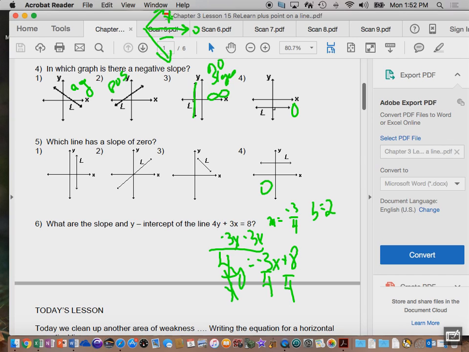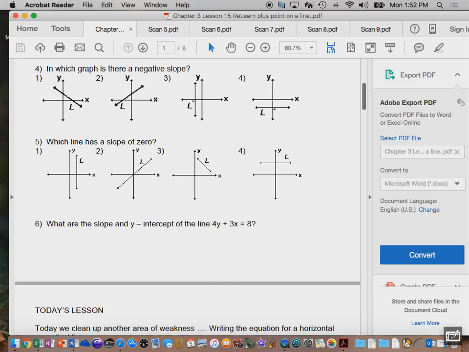Okay. Now, one last very quick thing. All right. Tomorrow we'll touch on horizontal slopes and vertical slopes. And then we will be 100% ready for the test.